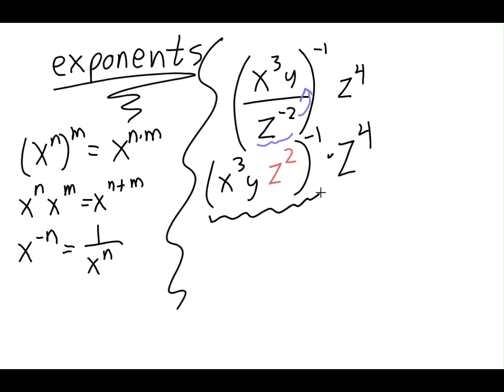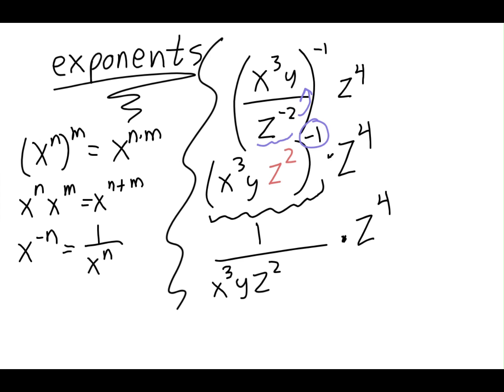So that basically means that this thing right here is all in the denominator. So I'm going to change this to 1 over x cubed y z squared. And that's going to take this negative power, and that goes away now. And then we multiply by z to the 4th.